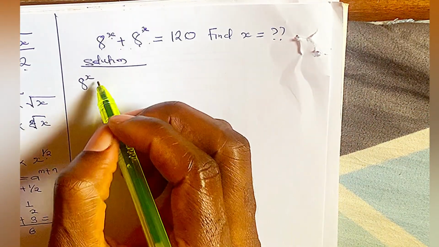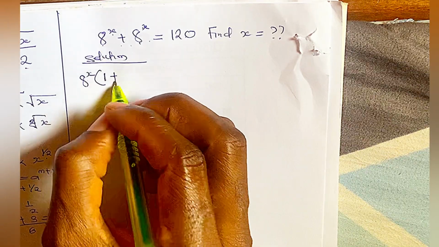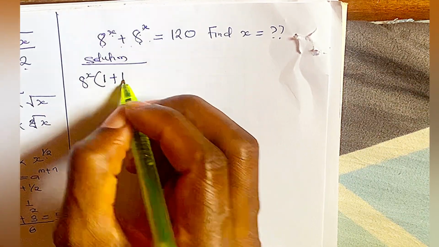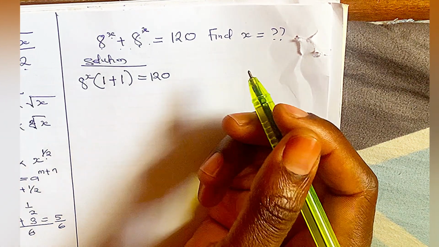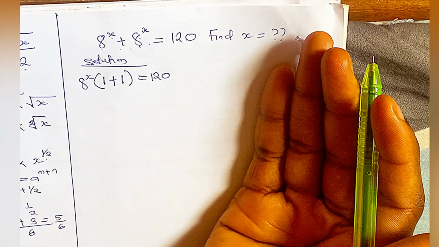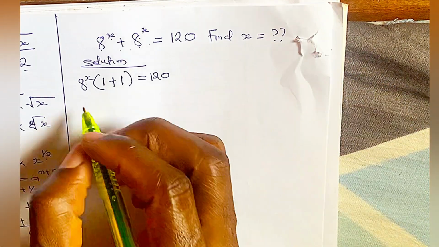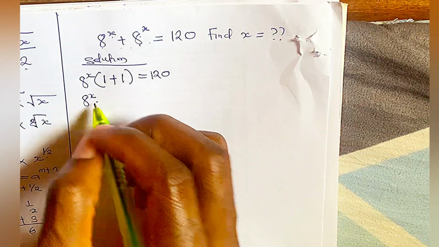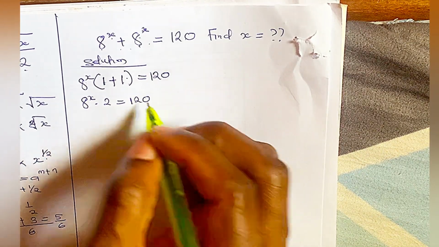So bring it out. This into this is going to give you 1, plus this into this is going to give you 1, and that's equal to 120. Okay, now let's add what is in the bracket, because when you're dealing with equations, you handle what is in the bracket first before you deal with any other part of that equation. So let's do that. We have 8 to the power of x multiplied by 1 plus 1 will give you 2, that's equal to 120.